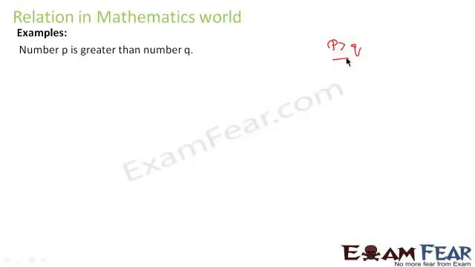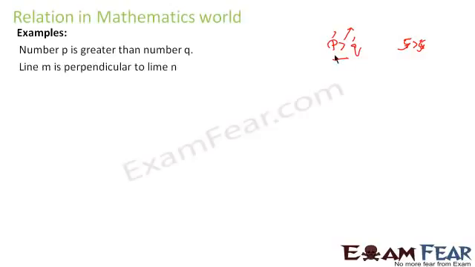Now let's see what relation means in the mathematical world. There are some examples of relation in the mathematical world. If you say number p is greater than q, it is an example of a relationship. Why? Because there is more than one identity, p and q, and there is a pattern. The pattern is that the number p is greater than q. For example, 5 is greater than 4, so we'll say p is 5 and q is 4.